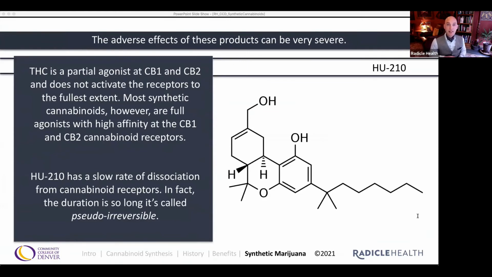It's been studied in primates. Researchers determined that HU210 has a longer duration of action than THC because it has a very slow rate of dissociation from the cannabinoid receptors. In fact, the duration is so long that it's referred to as pseudo-irreversible. So HU210 gets in the system, it binds to CB1 receptors, and it just doesn't let go. When HU210 is administered intravenously, it has a duration of 1 to 2 days. And you compare that to THC, which has a duration of maybe 5 to 7 hours when administered intravenously.